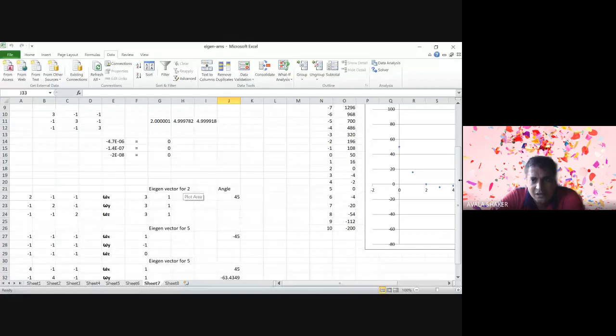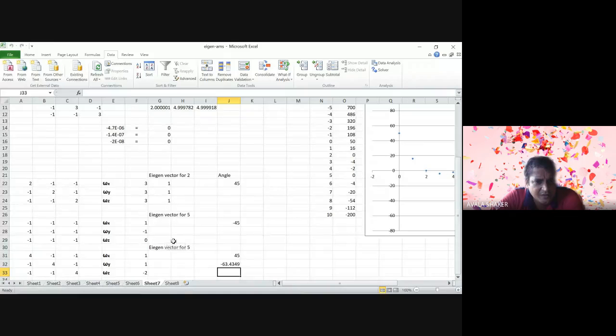Something interesting happens here for lambda equal to 5. Now this works out to be just -1, -1, -1. So basically you have 3 unknowns and you will have only one equation. So you will not be able to use Cramer's rule because you can have an infinite number of solutions for this.